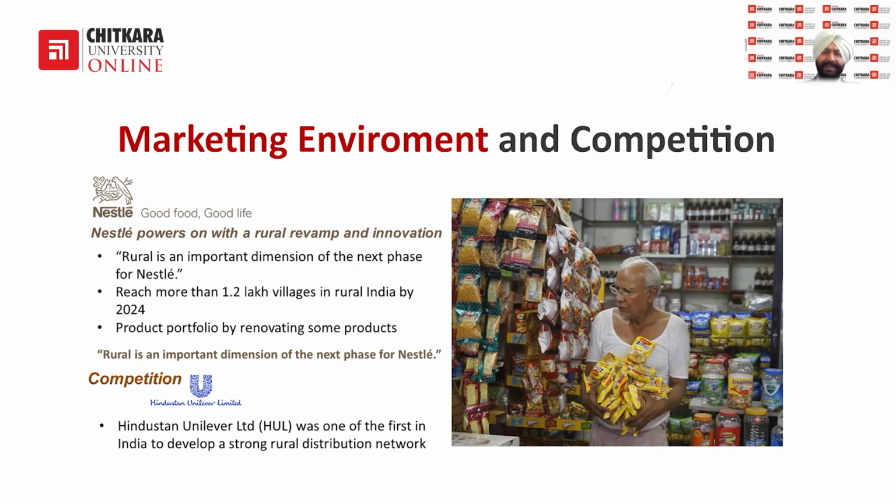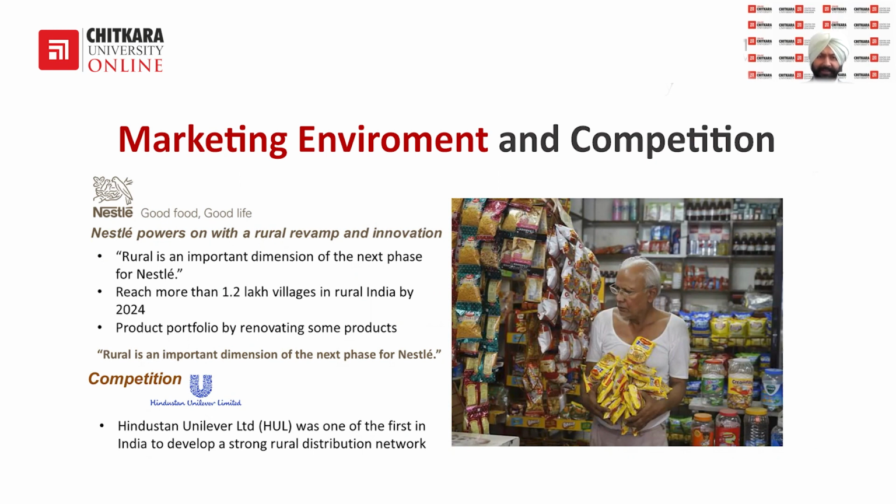Now let's look at some more examples. This is Nestle, powering on with a rural revamp and innovation. Nestle has always been there in the urban market. They've sold their product in the urban market, and that's been their forte for quite some time. But rural is an important dimension for the next phase of expansion of Nestle. Their focus is going to be to reach out to 1.2 lakh villages in rural India by 2024.